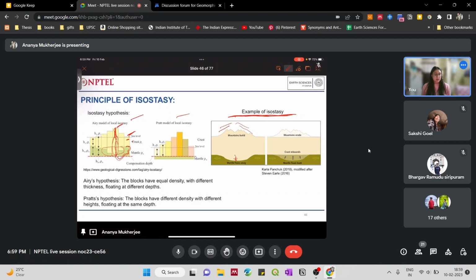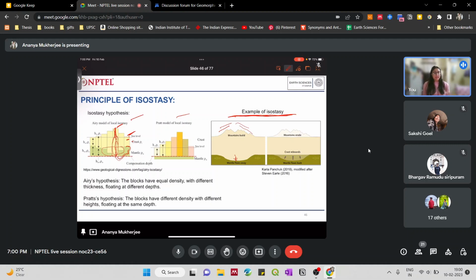But as we know, with time natural agents are working and the mountain starts eroding. When the mountain starts eroding on top of the sea level, the material is decreasing. As the material decreases, the root tries to adjust to return to the equilibrium position. The root will start shallowing up. When it starts shallowing up, the mantle material, or the asthenospheric material that is present, will start flowing towards the root.